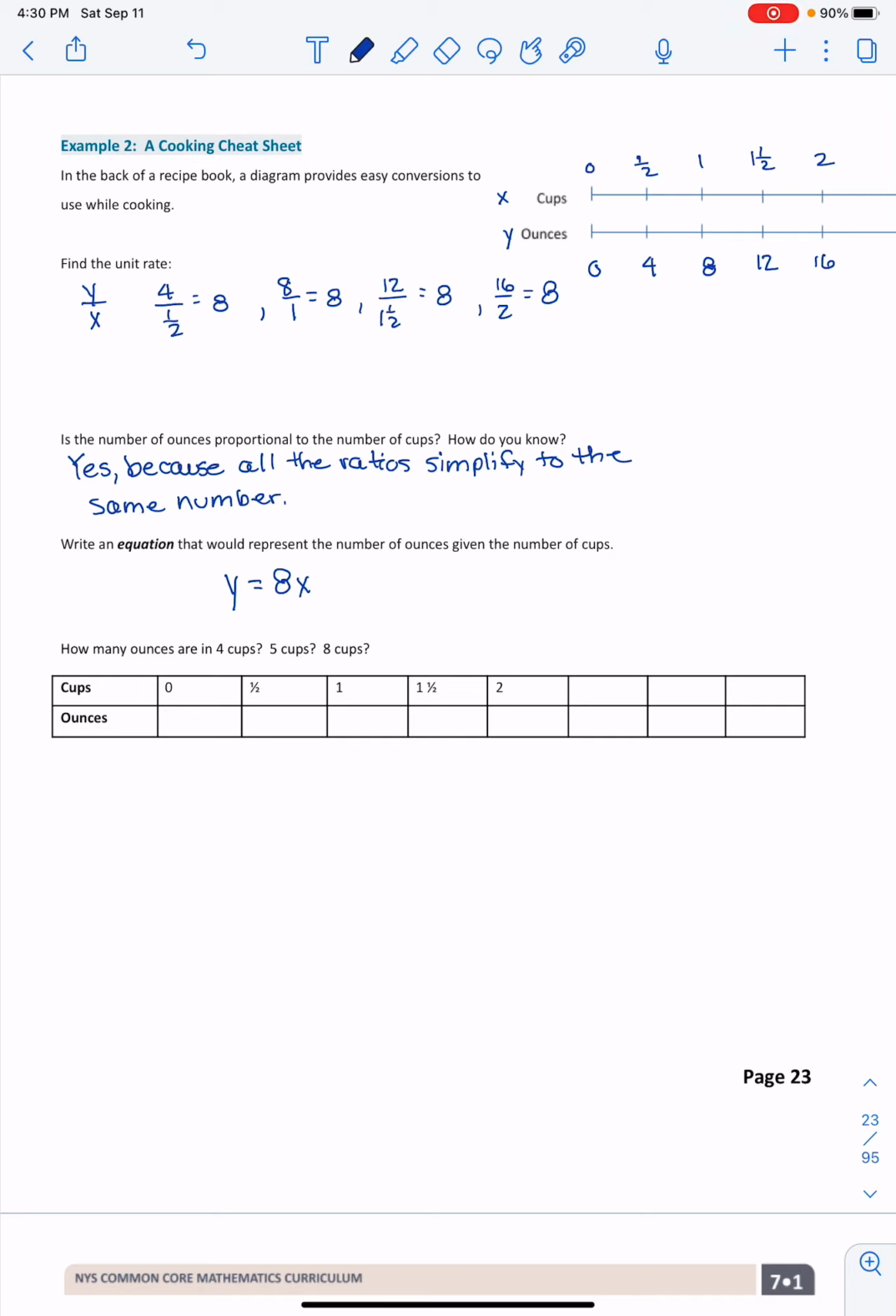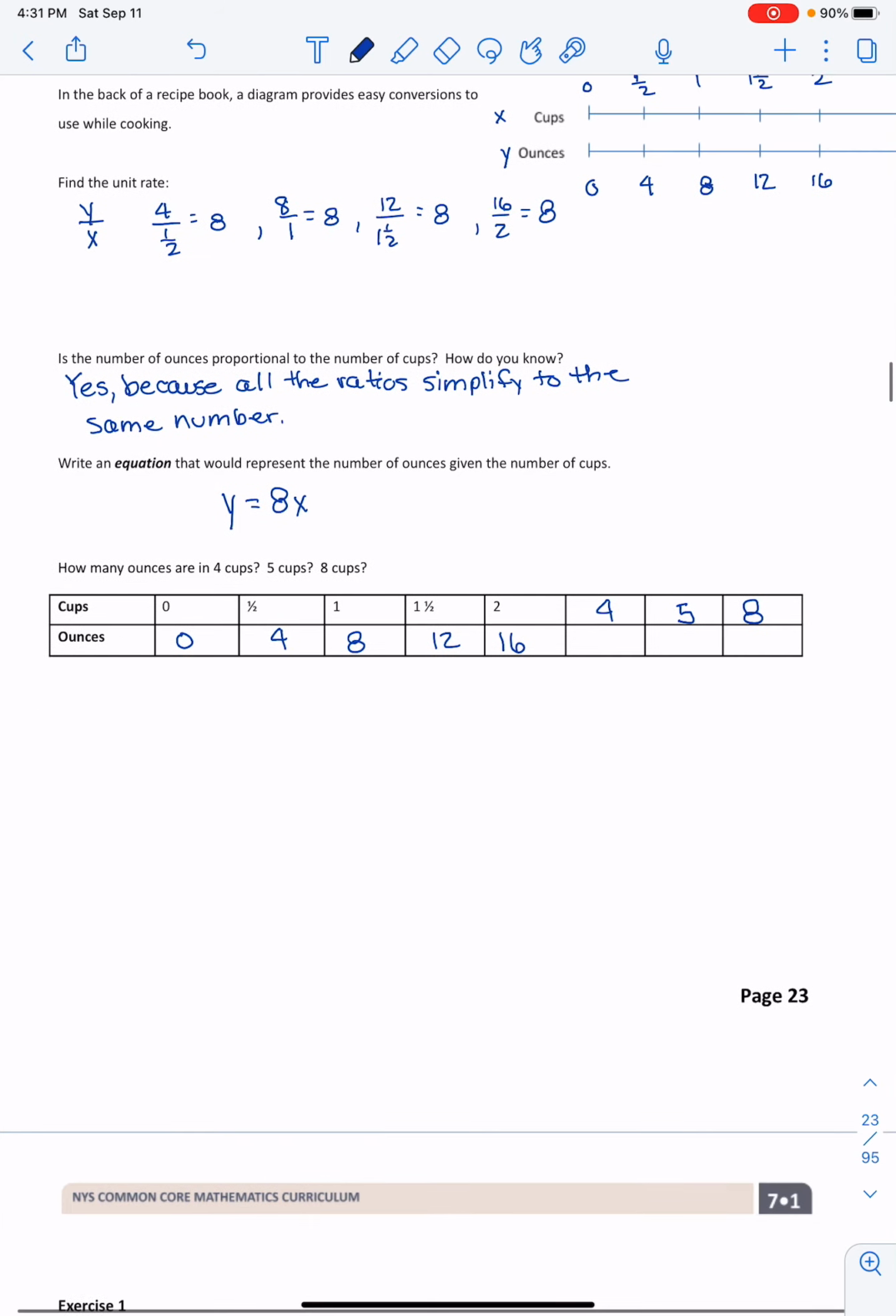The next thing it wants to know is how many ounces are in 4 cups, 5 cups, and 8 cups. Well, for 0 we have 0, for half we have 4, for 1 we have 8, for 1.5 we have 12, for 2 we have 16. We need 5. Oops, sorry. Wrong place. We need 4, 5, and 8.